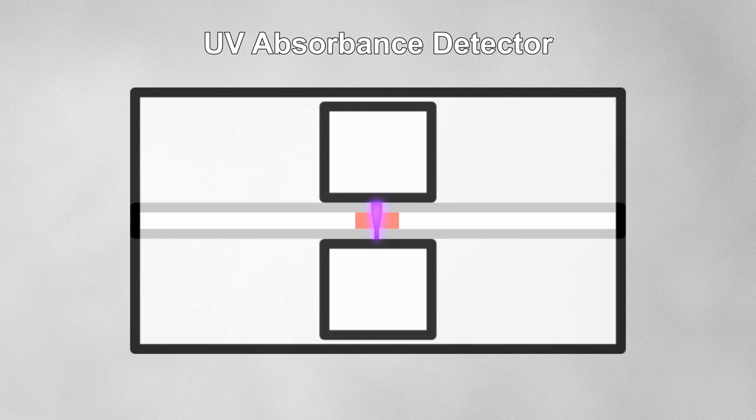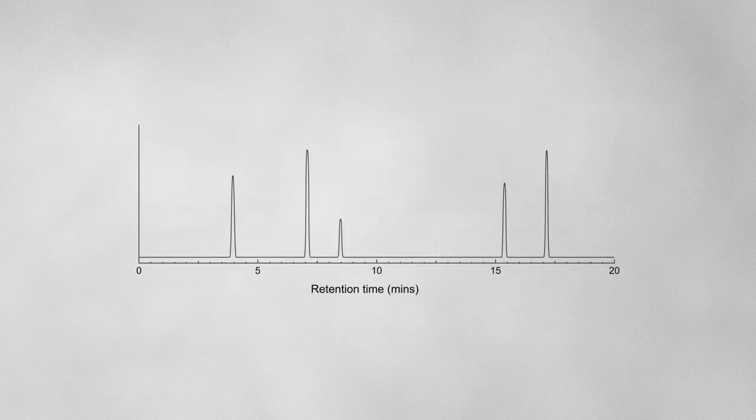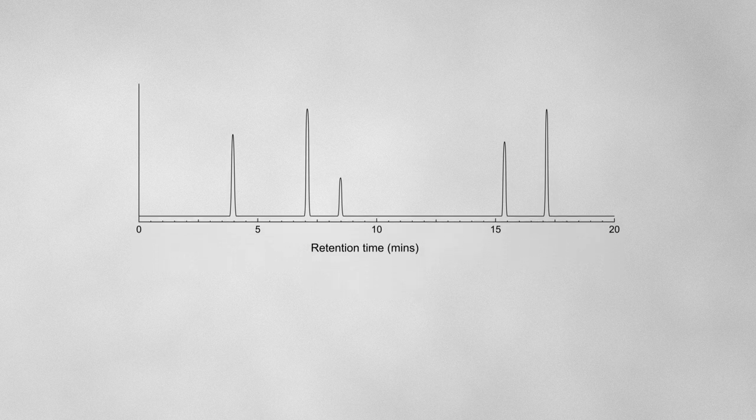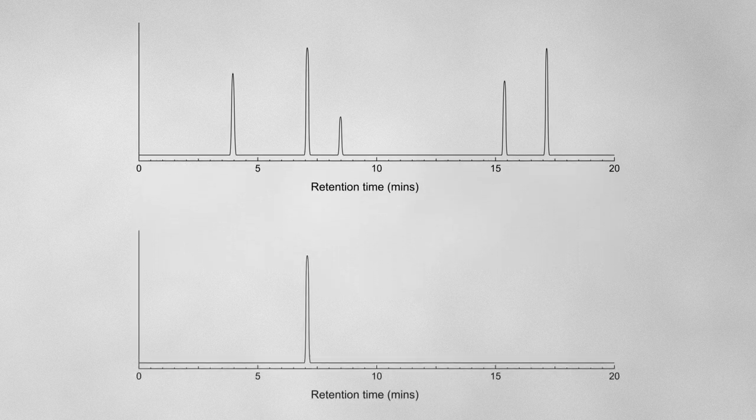Just like with column chromatography, we can end up with a chromatogram which shows the retention time of the different components. And we can compare our retention times to those of known compounds that have been run under the same conditions to identify the components in our sample.